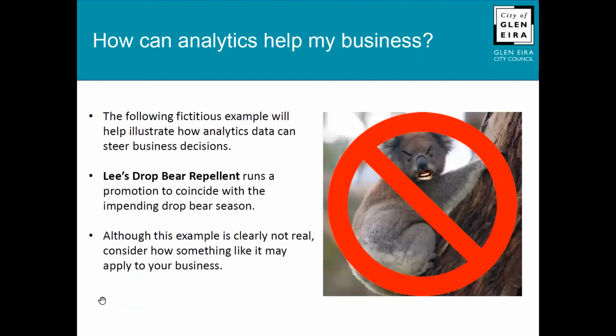The following fictitious example will help illustrate how Google Analytics data can help inform and steer business decisions. This example is Lee's Drop Bear Repellent, a company that is running a promotion to coincide with the impending drop bear season. Although this example is clearly not real, consider how something like it may apply to your business.